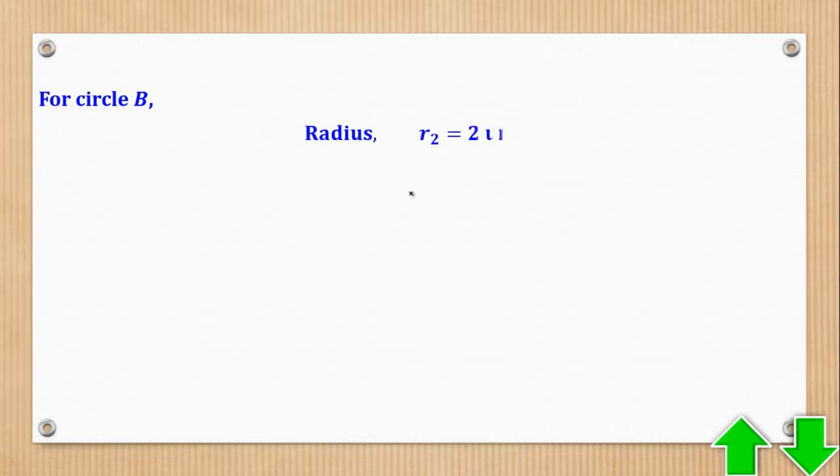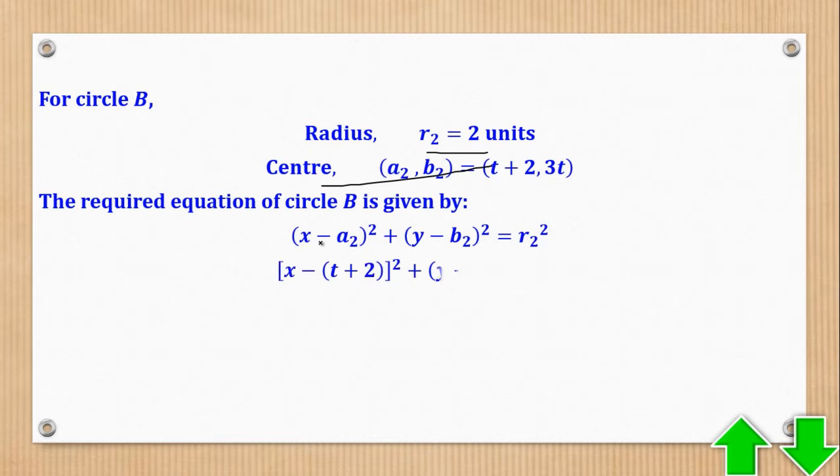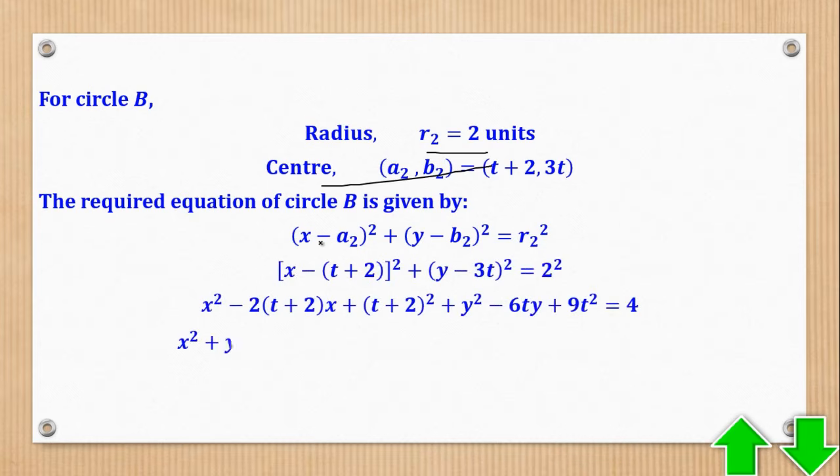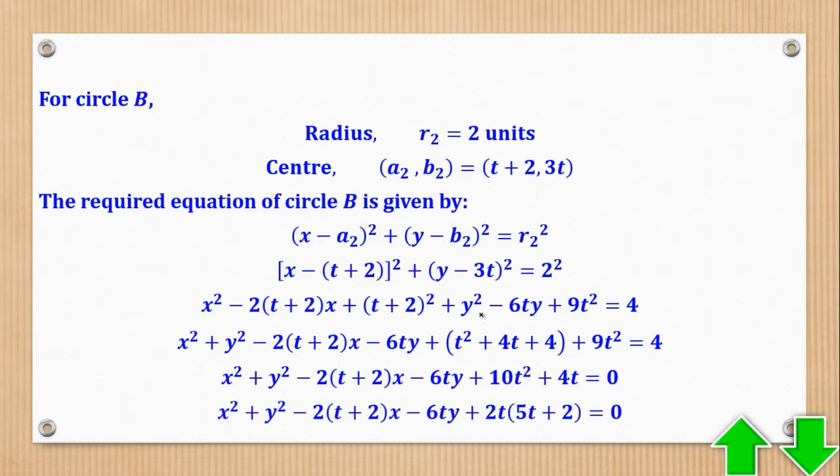What about for circle B? For circle B, radius is that, and center will be that. Therefore, the required equation of the circle will be given by that. So substitute for center and radius, and then expand. Then next is to rearrange and collect like terms to come up with that. So that was Roman 1.